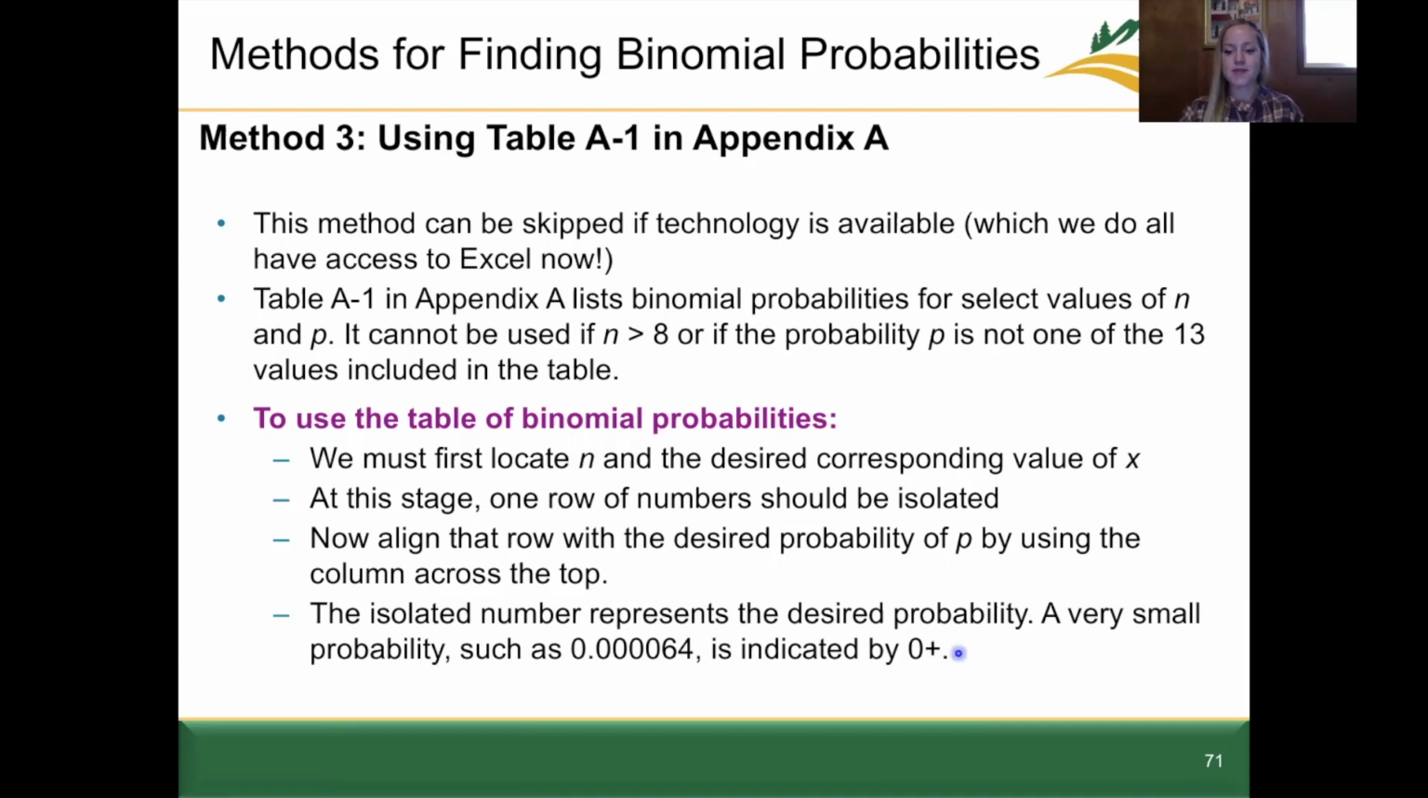As a heads up, if you see 0 plus in this table, it really means the probability is very low. It's a very small number like 0.000064. So keep that in mind when you're using the table. You might get 0 plus, and you won't actually get to see the true value of that very small probability.